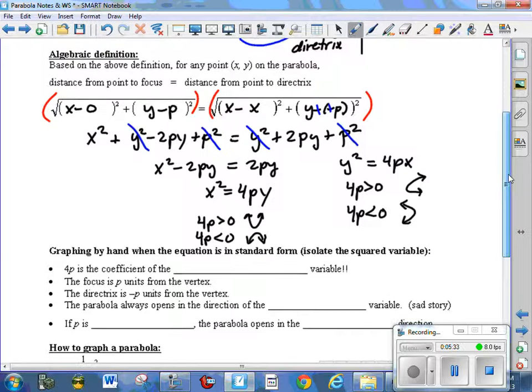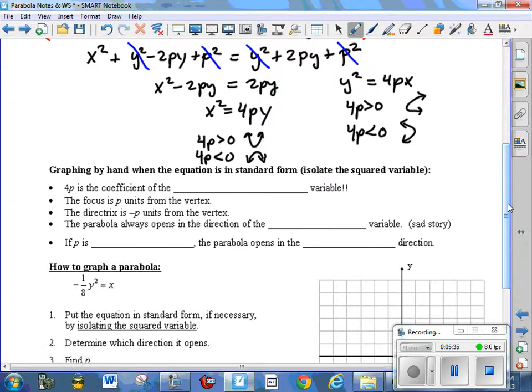And that's actually our next blank. 4p is the coefficient of the unsquared variable. So when we put it into standard form for graphing, we always want to make sure that the coefficient is not in front of the squared variable, but in front of the unsquared variable. The focus is p units from the vertex. The directrix is negative p units from the vertex. That's another important thing to remember.